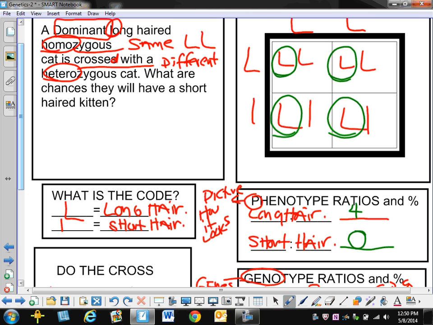You can't count this. Once you have a dominant gene, a dominant letter, a capital letter, it covers everything else up. So it only takes one big letter in any one of these boxes, and it's going to have the dominant look. The dominant gene is there.